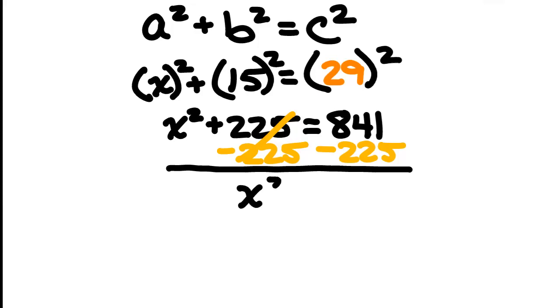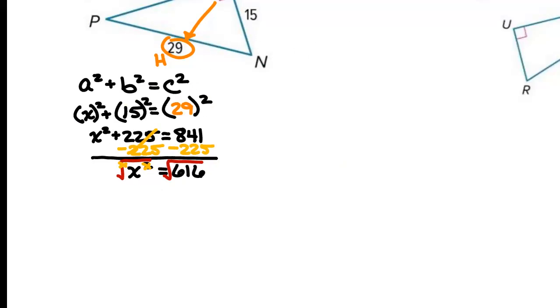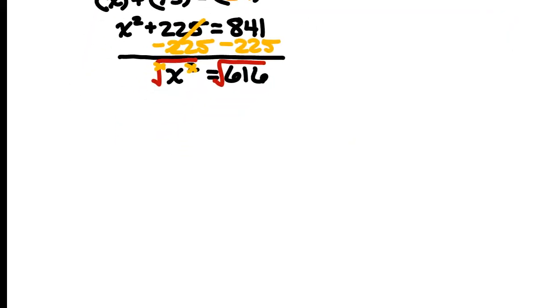So I get x squared is equal to 616. Then we square root both sides. Squared and square root cancel each other out. We got to simplify this. What goes into 616? 2. 2 times what would give me 616? 2 times 308.